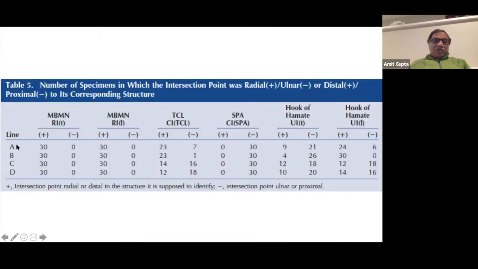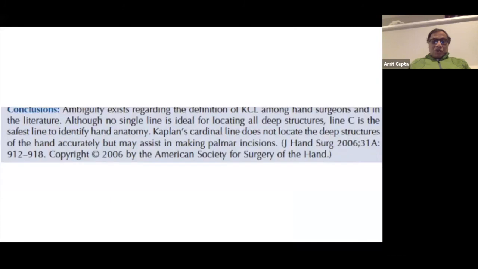And what they found was that these are the lines A, B, C, D as described. This is motor branch of median nerve. This is transverse carpal ligament, superficial palmar arch, hook of the hamate. So they found that they were all over the place. They were 30 millimeters out, way out, 23 millimeters out, one way or the other. So there was not a consistent area where they could pick out on the Kaplan's line, and none of the lines actually fitted with the anatomical structures.